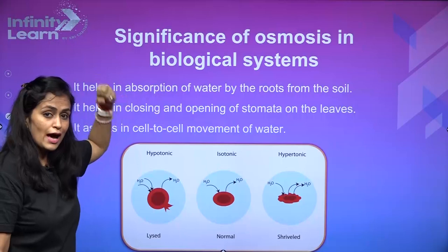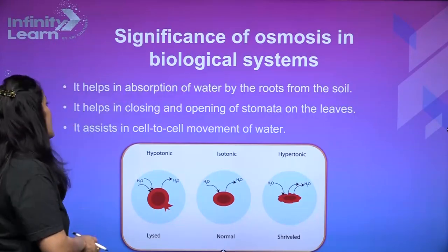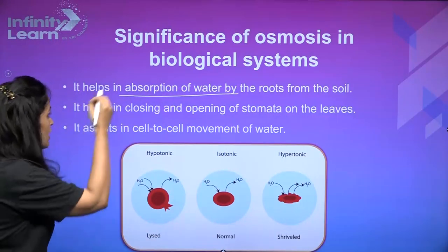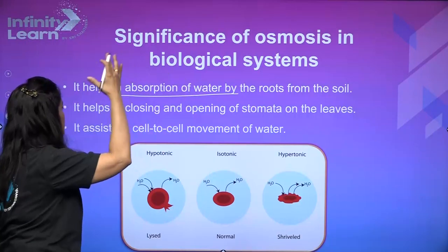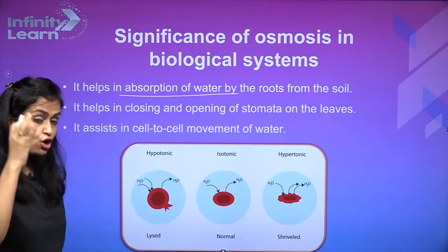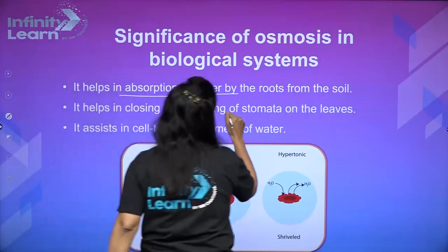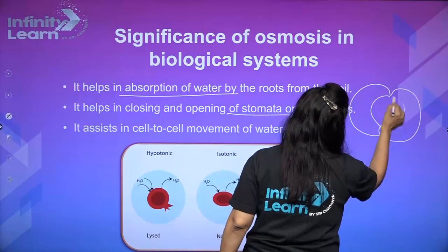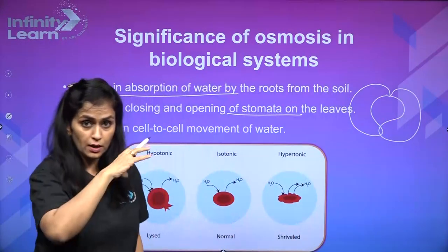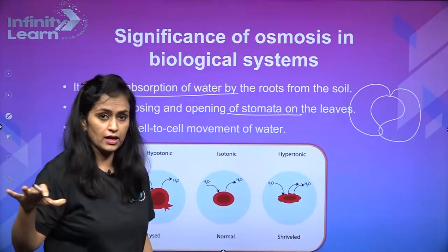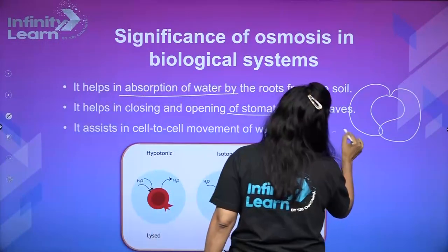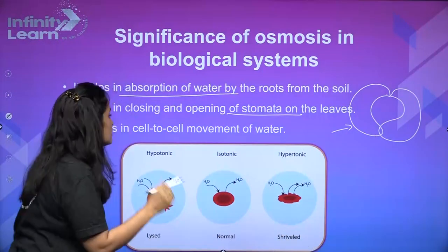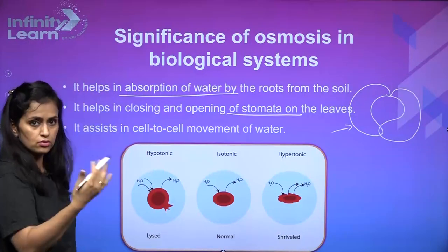So the root will absorb water, you remember? The absorption of water via the root from the soil is via the process of osmosis itself. It also helps the opening and closing of stomata. If you remember, they have the guard cells, the kidney bean shaped cells of the plant epidermis. If it swells, the stomata opens. If it shrinks, the stomata closes. So that is also via osmosis. Water movement regulates it, right?